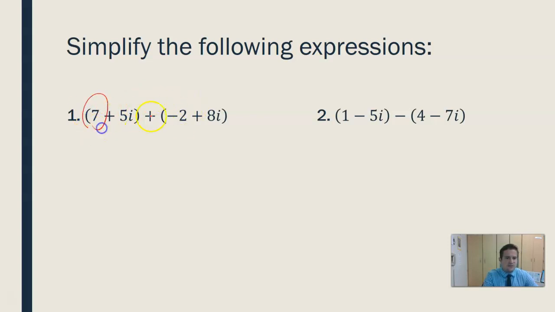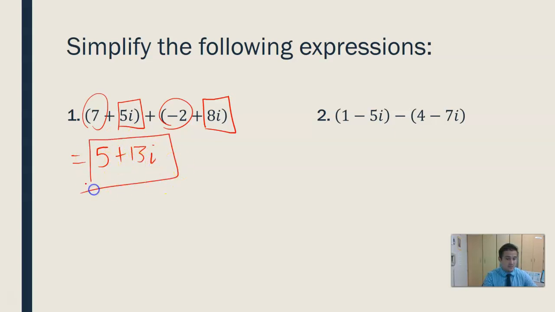7 plus negative 2, those are both like terms. They're both numbers, real numbers, so I can combine them together. 7 plus negative 2, or 7 minus 2, is 5. And then I have these imaginary numbers. The imaginary part of these complex numbers, I can combine them together because they're both imaginary. So 5i plus 8i is a positive 13i. So my simplified answer is 5 plus 13i.